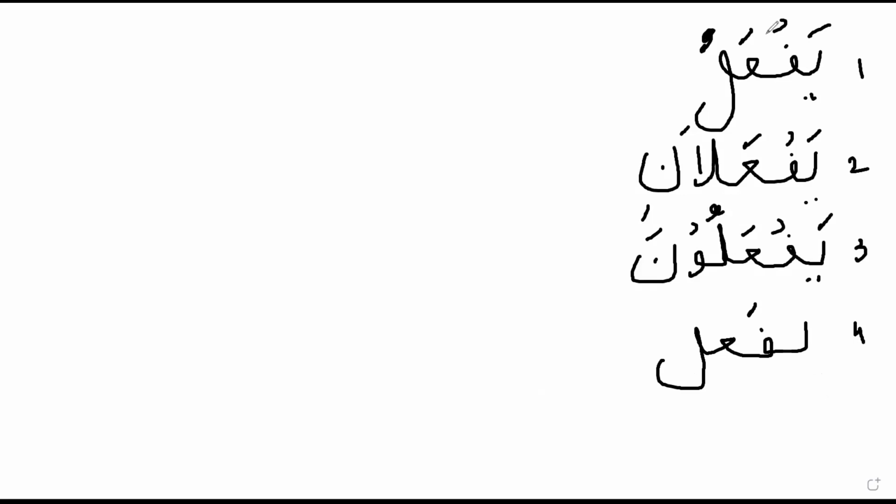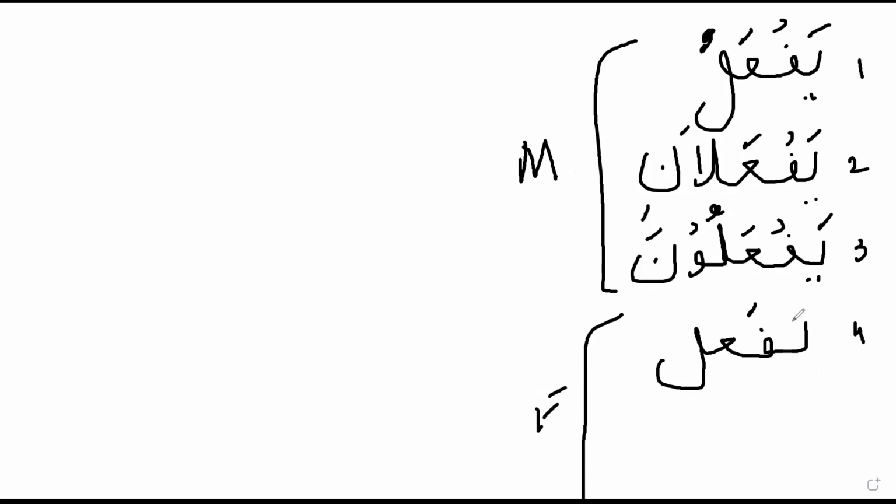So the first three categories are male, absent. And now the next three categories are for female. So in female, we use ta. Ta is a symbol of female. Tafalu. Clear? Same thing, but instead of ya, what will we use? Ta. Tafalu, tafalani.